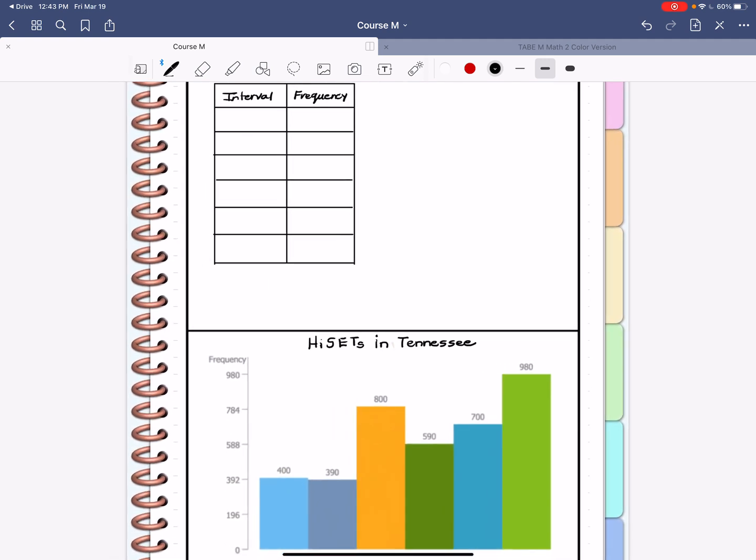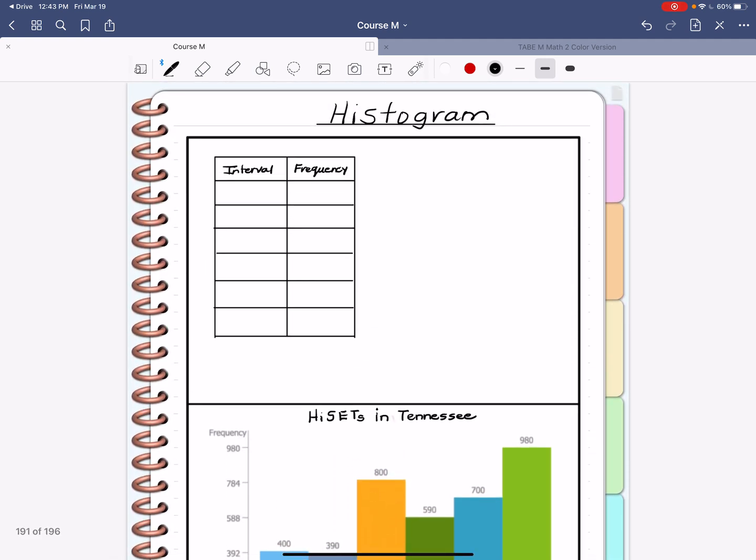So the first interval we're looking at is 2010 to 2011. That's 12 months, and there were 400 students with high sets. Then 2011 to 2012, there were 390 students with a high set. And then 2012 to 2013, there were 800 students with a high set.